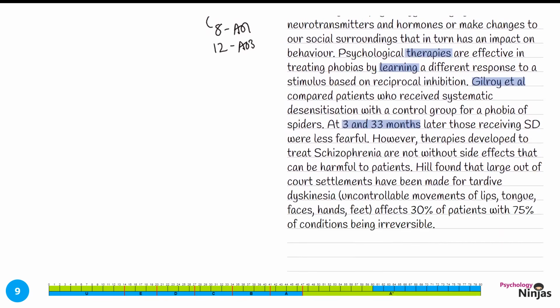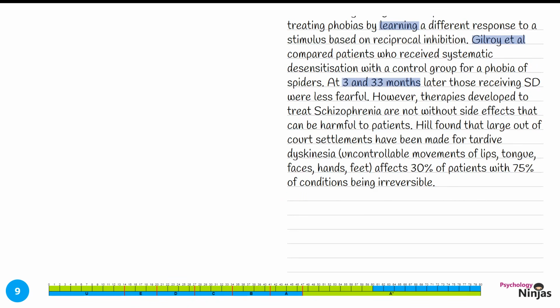However, therapies developed to treat schizophrenia are not without side effects that can be harmful to patients. Hill found that large out-of-court settlements have been made for tardive dyskinesia, the uncontrollable movements of lips, tongue, face, hands and feet, which affects 30% of patients, with 75% of conditions being irreversible. We've identified that not all psychological knowledge is useful and that therapies have side effects. We've taken ours from clinical psychology in schizophrenia, talking about the impact of tardive dyskinesia when taking antipsychotics.